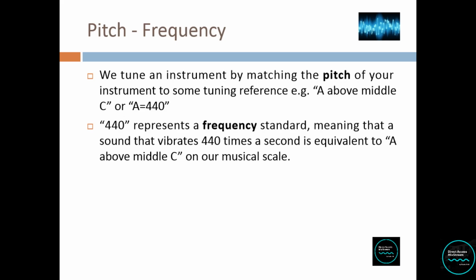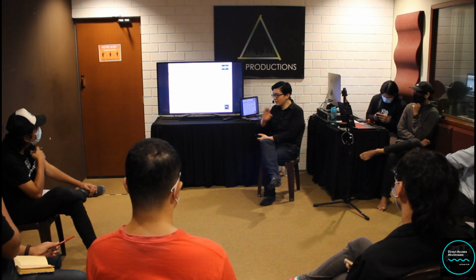So 440 here represents a frequency standard, defined by the ISO, the International Standards Organization. It means that a sound that vibrates 440 times a second is equivalent to the A, the A note above the middle C on a full range piano on our musical scale. So we judge the pitch from our hearing, as a layperson, but we can measure the frequency. So you see these two differences, subjective and objective.